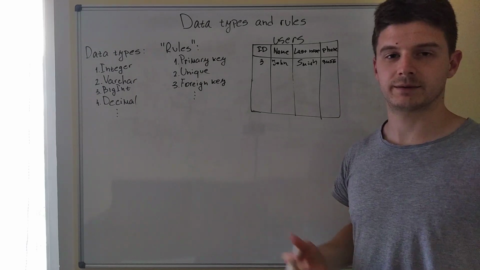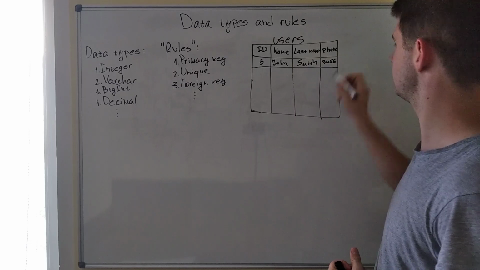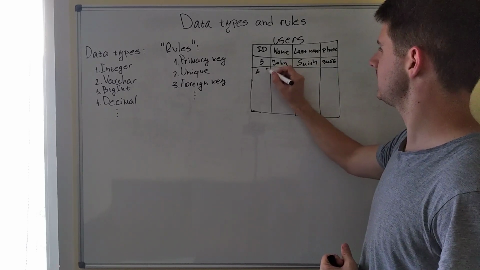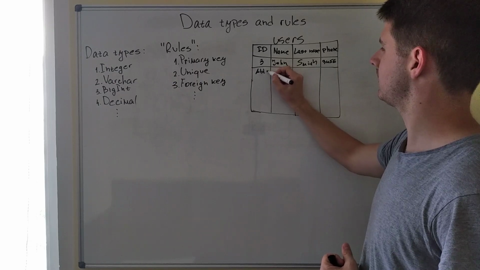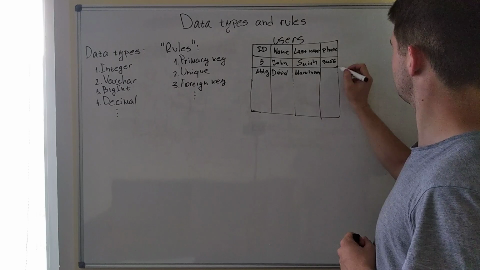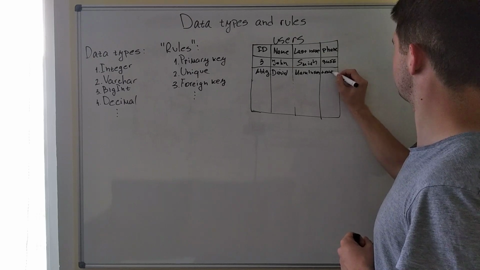So this is fine, but let's say that I try to enter this. So we try to enter another user, and let's say the ID is ABLG, whatever, Daniel, and then a phone of plus 1, 2, 3, 6.